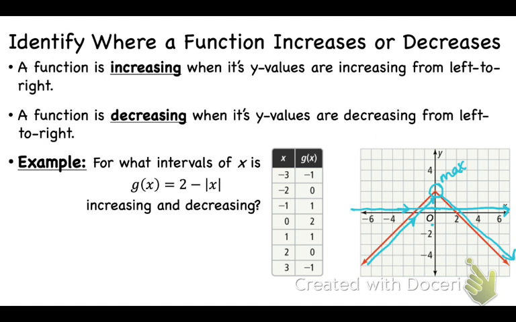So again, my intervals are x, my increasing and decreasing are y's. So positive and negative happened at x-intercepts, yes? These are going to happen at maxes and minimums. Okay? So a function is increasing when its y values are increasing from what to what? Left to right. Always left to right. A graph is decreasing when its y values are decreasing from what to what? Left to right.